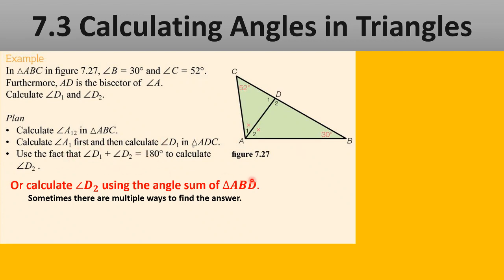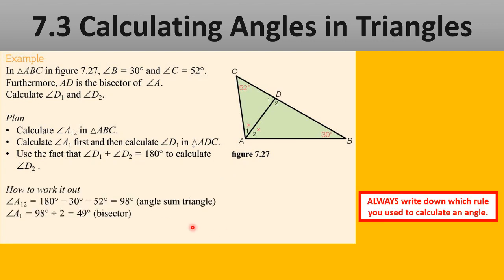Or I have already included it even. Or calculate angle D2 using the angle sum of triangle ABD. So there are multiple ways here. As long as you write down which rules you used, it's okay. Okay? So here I would start by writing down, or do it in one step, it's also okay.